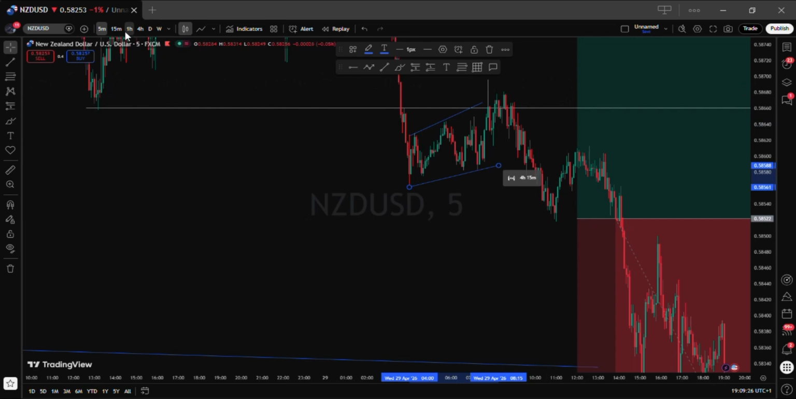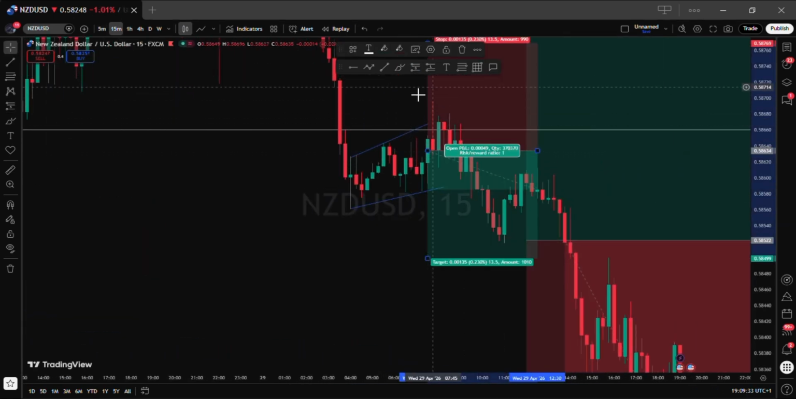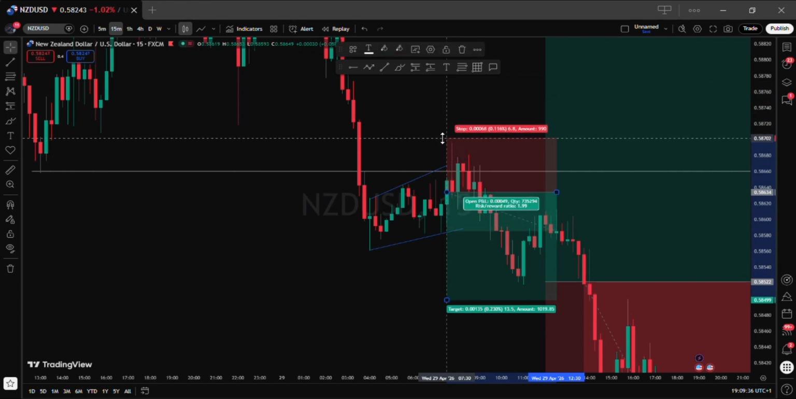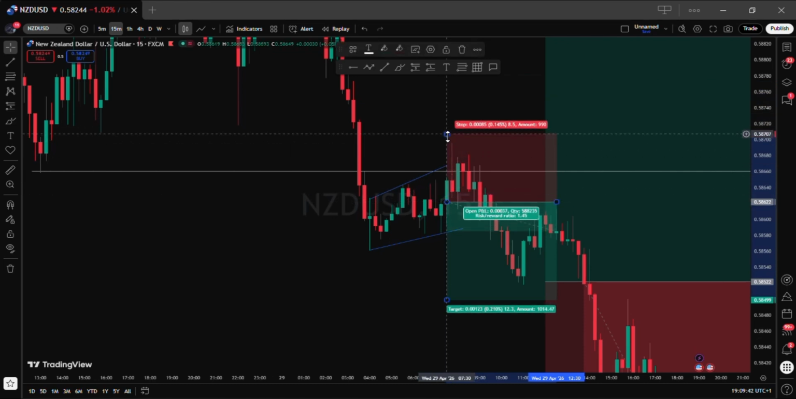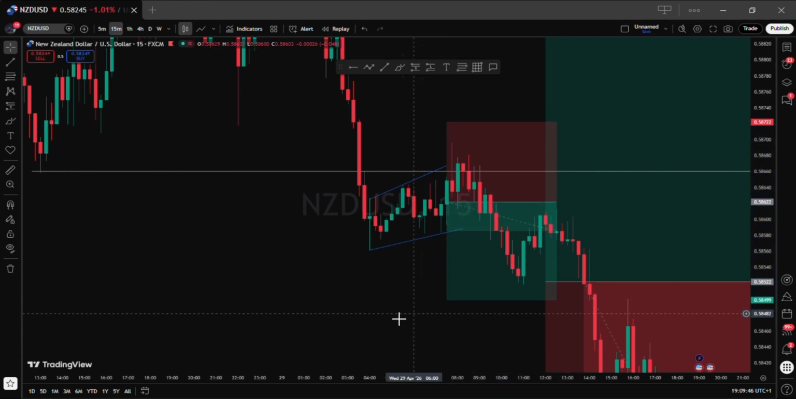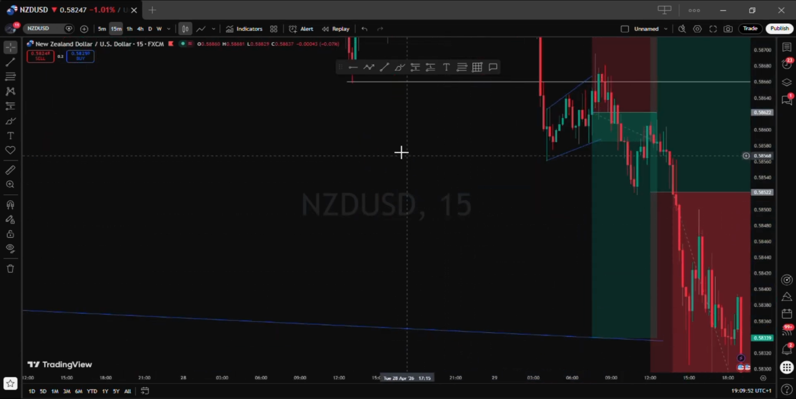So I eventually got in with a risk entry just after this high test rejection, to the low of that structure, which was about, I think, 2 point something percent, 2.9 or so percent. That's how I got this trade.